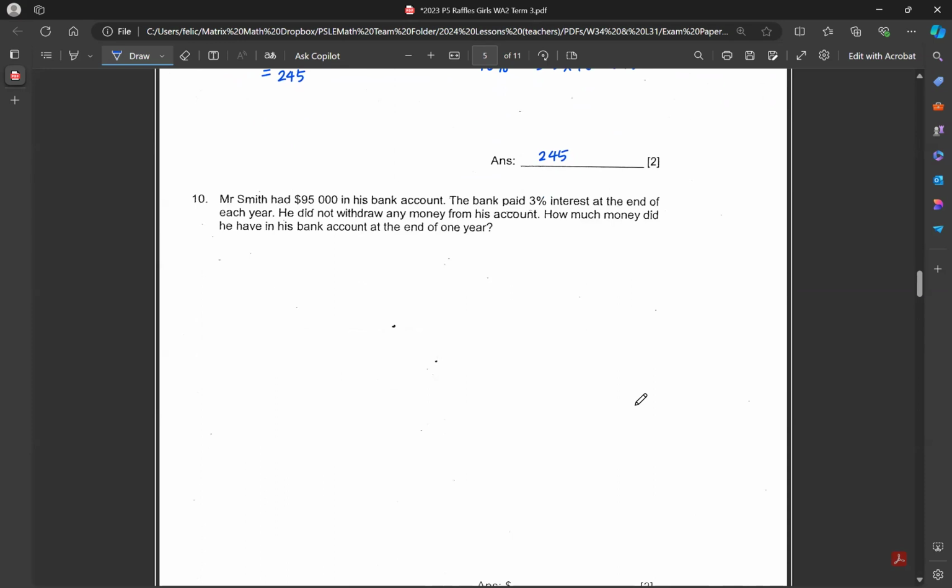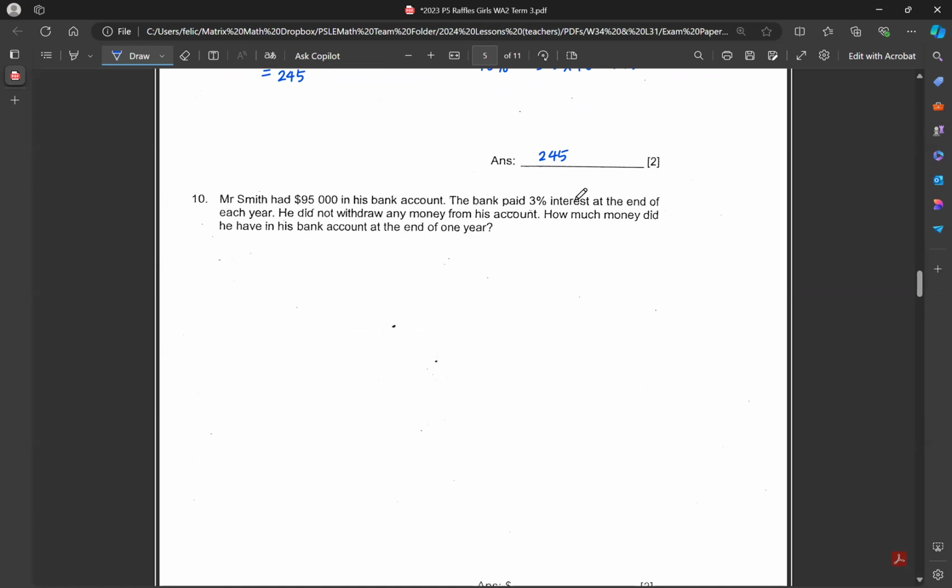Okay, next one. Mr. Smith had $95,000 in his bank account. The bank paid 3% interest at the end of each year. He did not withdraw any money from his account. So basically, he just let the interest accumulate in his bank account.